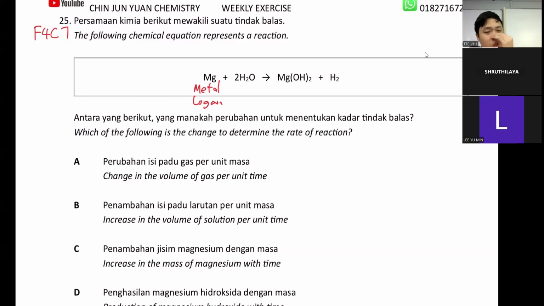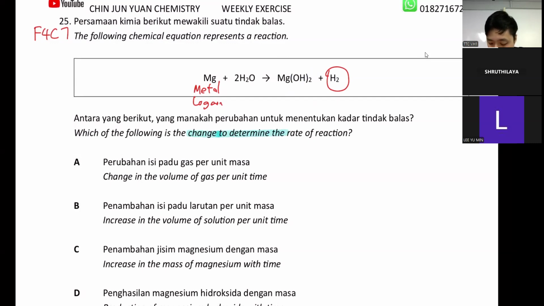Okay, so it means metal reacts with water. Actually, it's correct. Yes, you learn in group one, right? Sodium, just like I told you. Sodium, potassium, lithium, same thing. React with water, because all these group one, group two metals are actually alkaline metals. You will get the alkaline solution and hydrogen gas. But the important one is not the alkaline solution, it is how much volume of hydrogen gas is measured. Which of the following is the change to determine the rate of reaction?